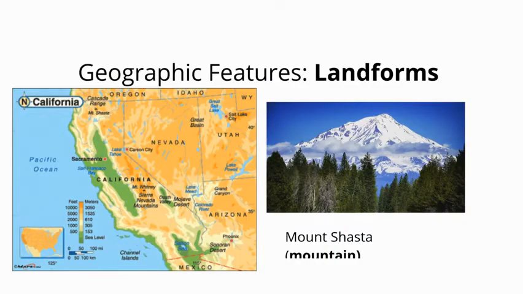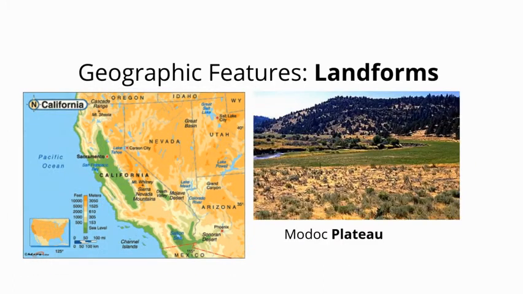So let's take a quick tour of some of the geographic features that are in California. Let's start with that dark orange color that we saw earlier. That shows the super high land. If you thought that high land might be a mountain, you are correct. Up in the north, we can see Mount Shasta is one of the several mountains in California. A mountain is a very high area of land. It usually comes to a peak or a sharp point on top.